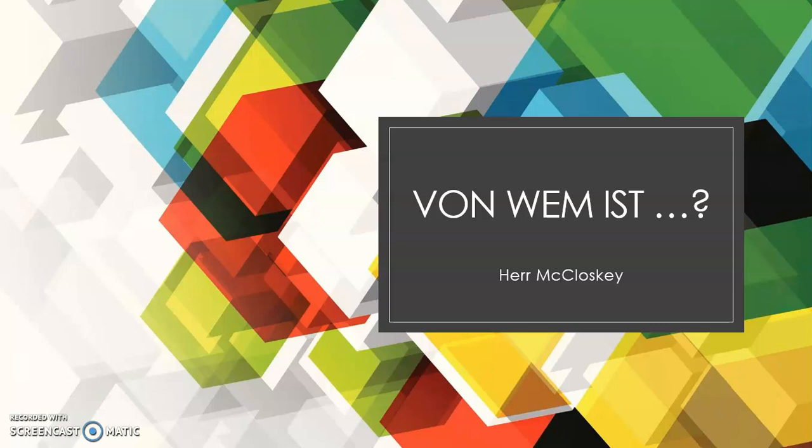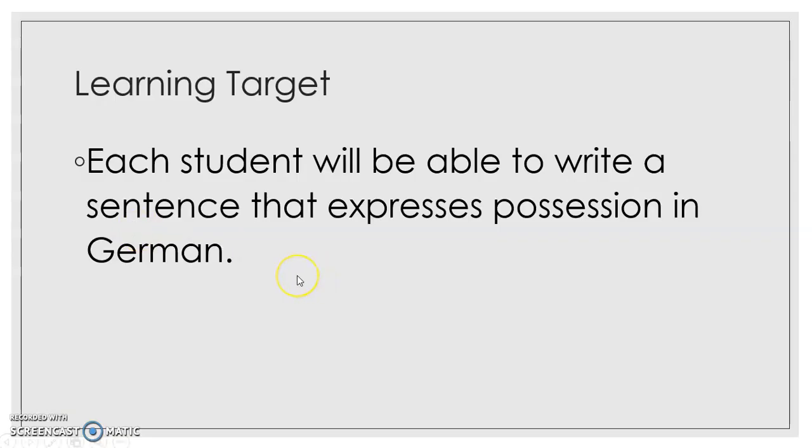So today I just want to give a quick introduction to the question "von wem ist" and how we can answer that. Let's talk a little bit about what that means and what I want you to walk away with today. For today, I want each of you to be able to write a sentence that expresses possession in German. And when I say possession, I mean expressing that an object belongs to a person. We've seen that a little bit with the words mine and dine, but now let's talk about how we can say that objects belong to different people.